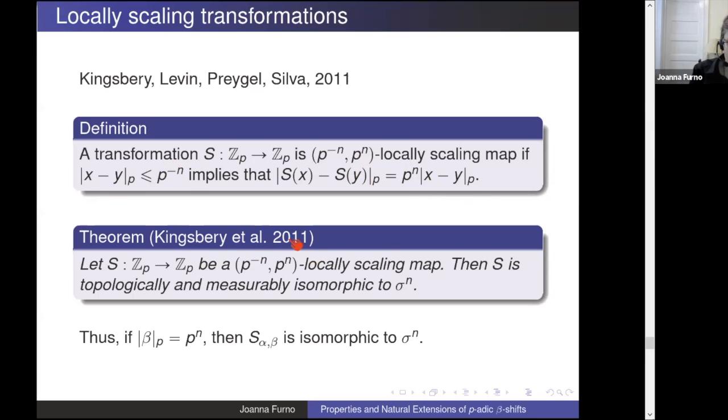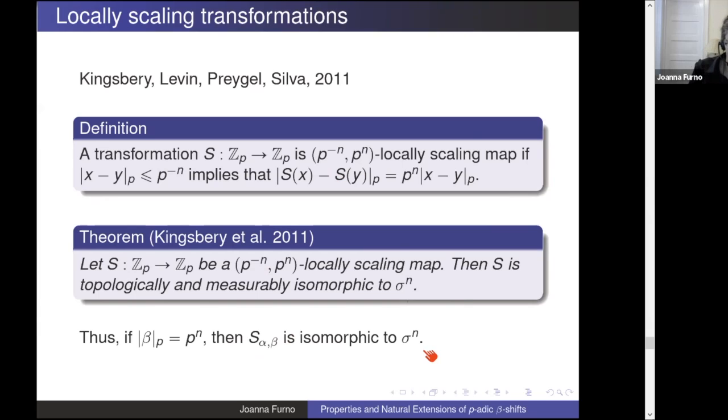And again, in this 2011 paper, they showed that not just that beta shift, but all these p to the minus n, p to the n locally scaling maps, are topologically and measurably isomorphic to your nth power of your shift. And so that tells us what? That we showed that this alpha beta shift was p to the minus n, p to the n locally scaling. So it is isomorphic, measure theoretically or topologically, whichever you wish, to your nth iterate of your shift.